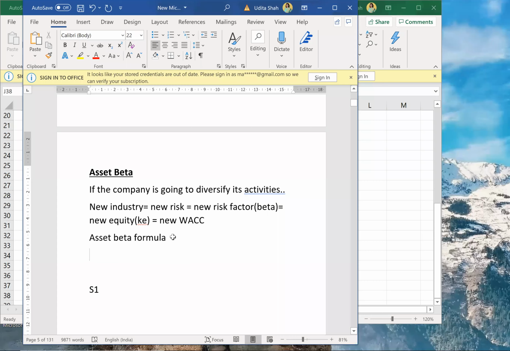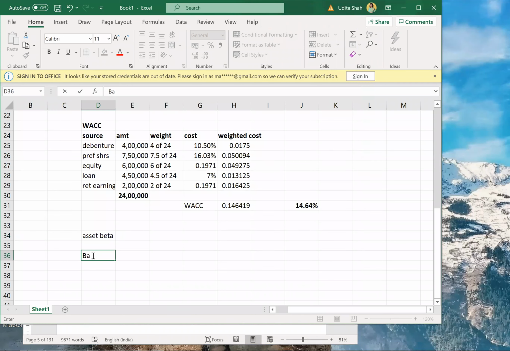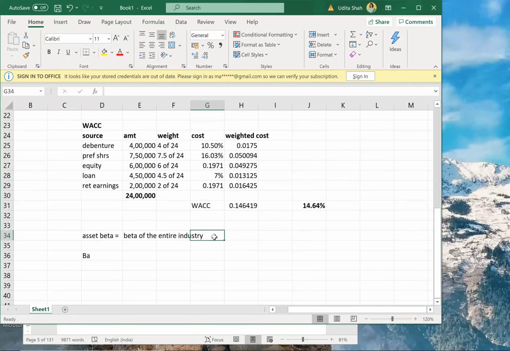Okay, so now I'll give the formula over here. In the Excel, it will be easier for me to give the formula. So asset beta. Asset beta means what? So we'll denote it by BA. Asset beta means beta of the entire industry. It is the beta of the entire industry.